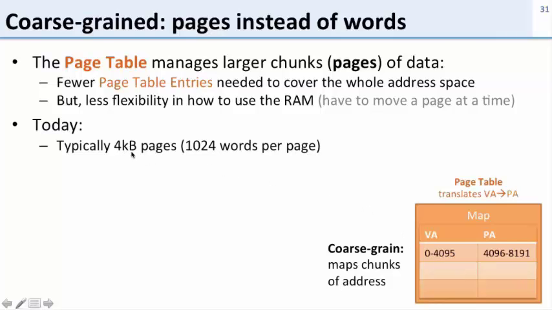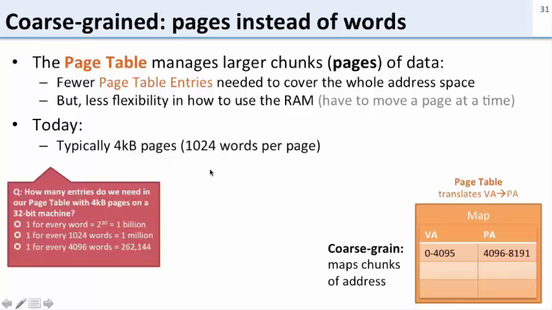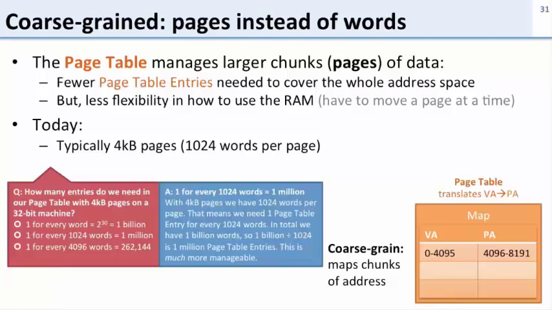So today we typically have 4 kilobyte pages. It's 1,024 words per page. And here's a question about them. How many entries do we need in our page table now that we have 4 kilobyte pages for this 32-bit machine? Well, we need 1 entry for every 1,024 words. It's a 4 kilobyte page. Each word is 4 bytes, so that's 1,024 words per page. So that's going to be 1 million entries.